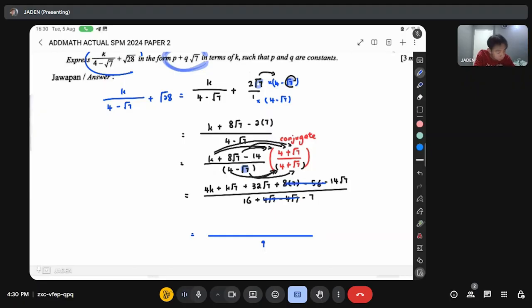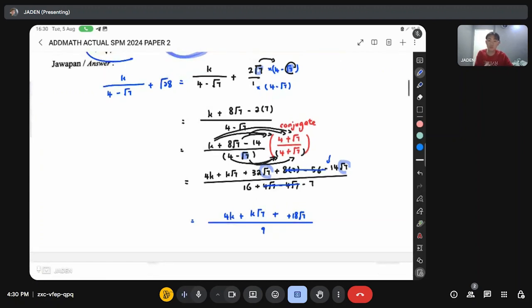So you're only left with root 7 and root 7, so you can add them both. 32 plus 4, 32 minus 14, because this is minus. So 32 minus 14 is 18. I'm going to write it at the back here, 18 root 7. And then at the beginning, we have 4k plus k root 7. This is what we have left, and it seems like we can't do anything more.